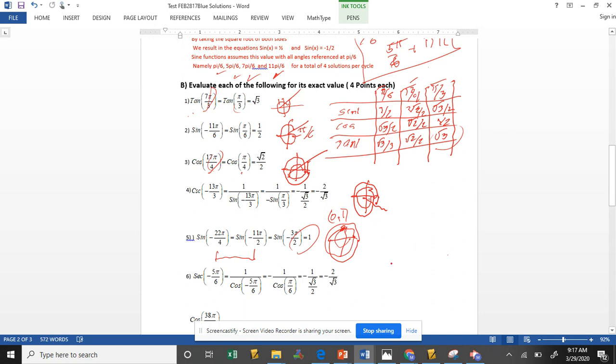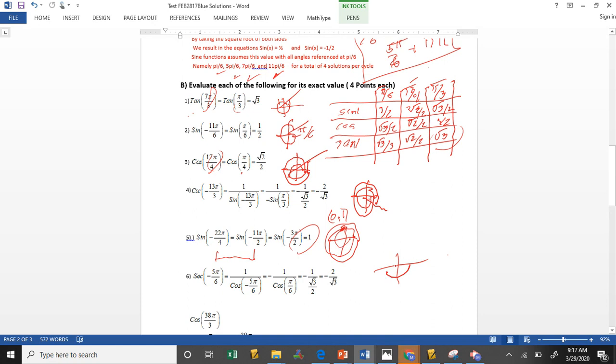Secant of negative 5 pi over 6. It's 1 over the cosine. Negative 5 pi over 6 is right here, where the sine and cosine are going to be negative, in quadrant 3. All right, it's going to be negative. The reference is pi over 6. The cosine of pi over 6, as you've seen up here, was root 3 over 2. So it's the negative reciprocal of root 3 over 2.